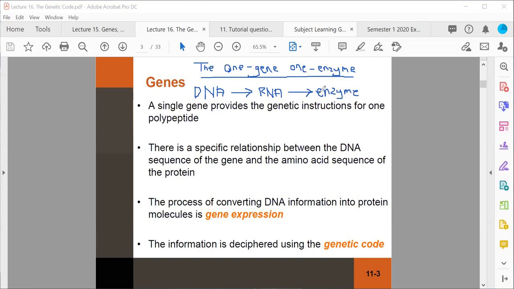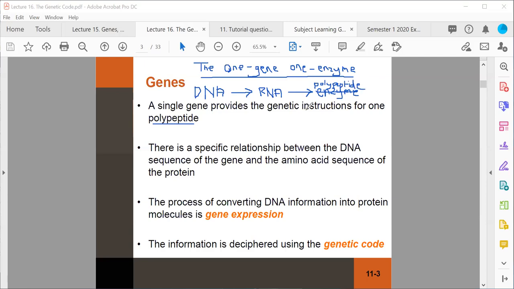Firstly, not all proteins are enzymes, and second, genes don't normally encode an entire protein. Genes may encode a polypeptide, and then two or more polypeptides may be required to come together to form a functional protein.